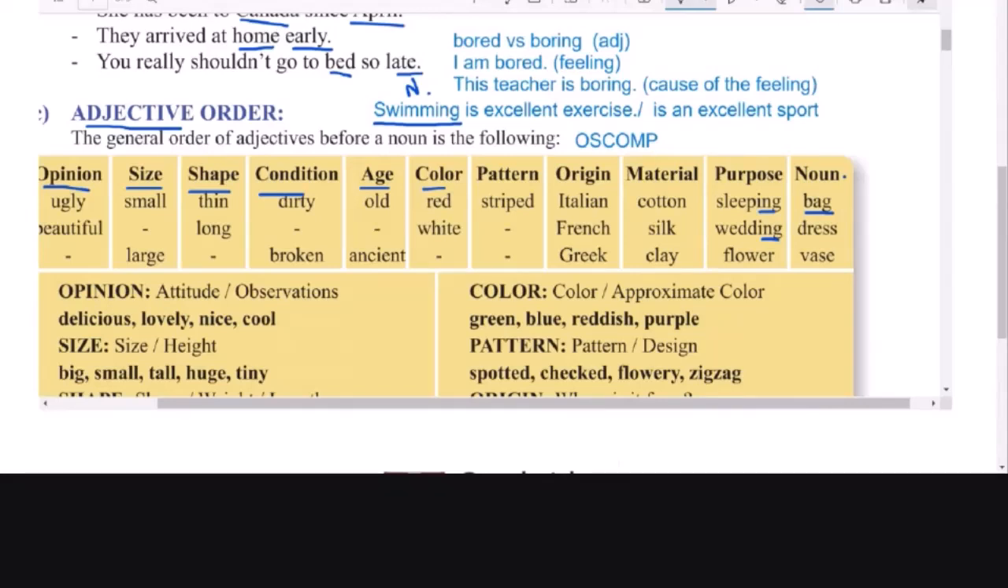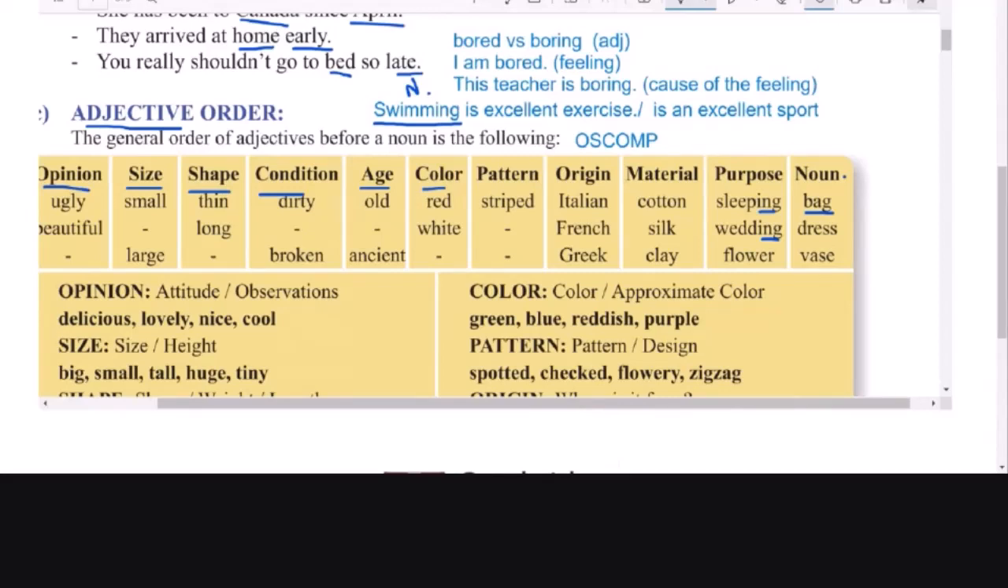That's how we put two adjectives of the same type in the same sentence. We have to separate them with "and." It could be dirty, but it can be new. It could be dirty and it could be broken. Dirty and broken, right? Red and white, if it's the same type.